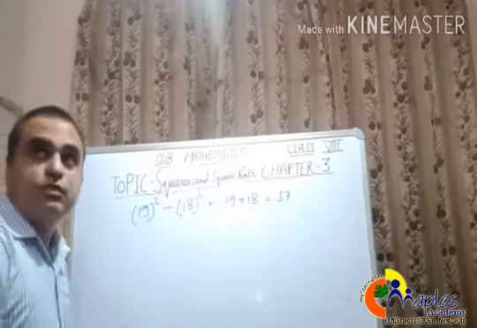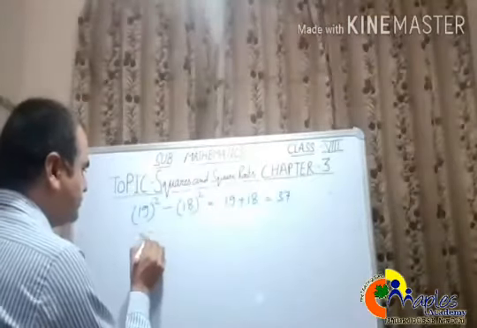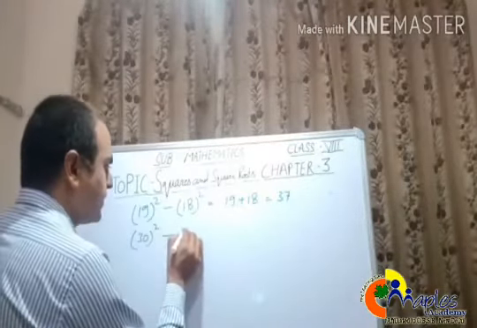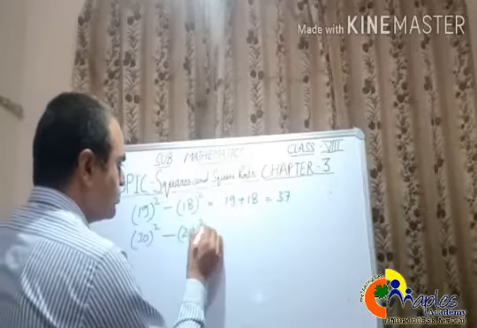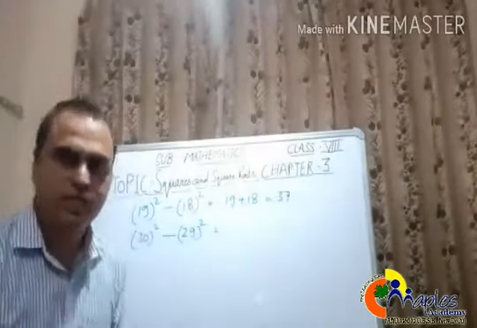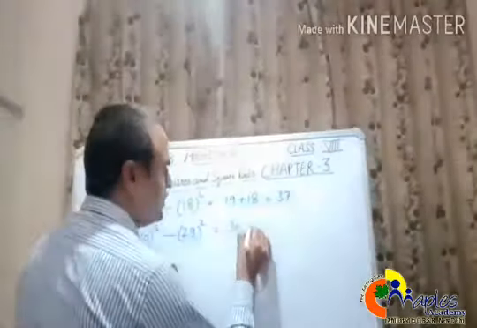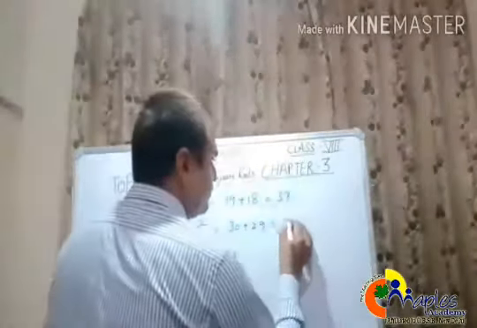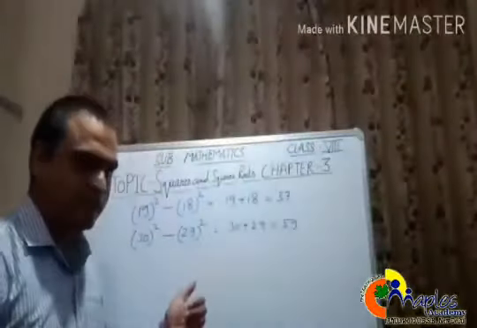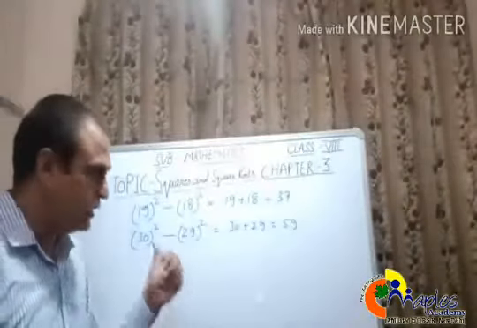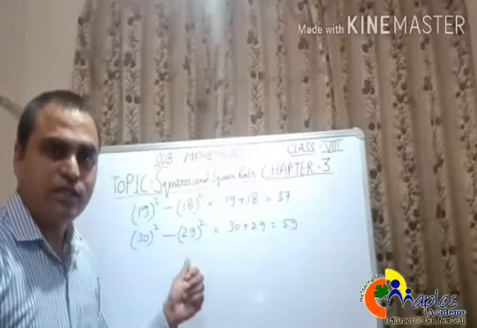If we have to calculate the difference of the squares 30 square minus 29 square, then you can simply write 30 plus 29. You get 59. This is the process, and this process is valid only for the difference of squares of consecutive numbers.